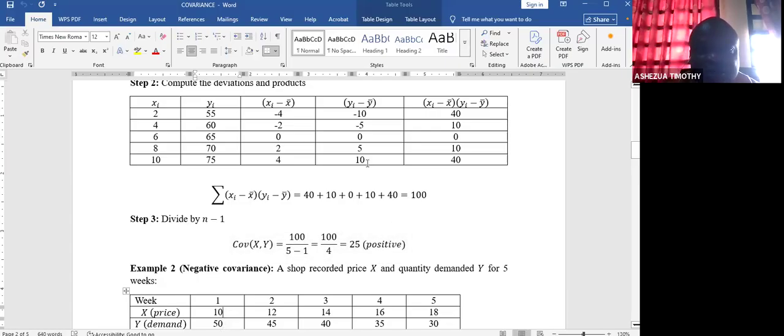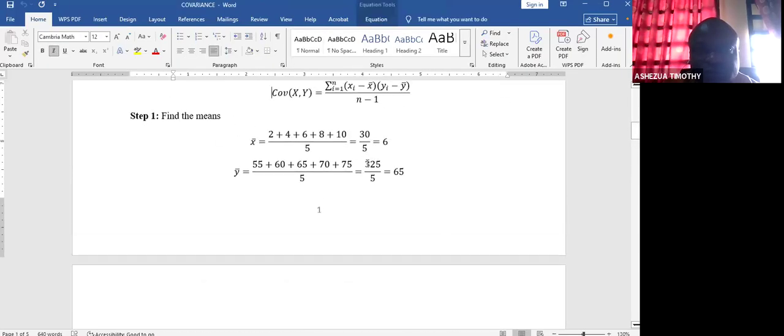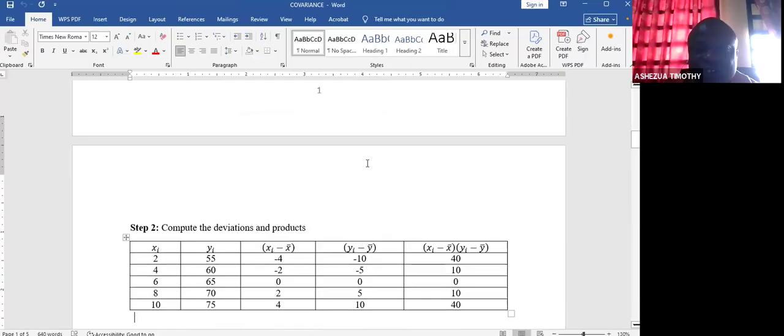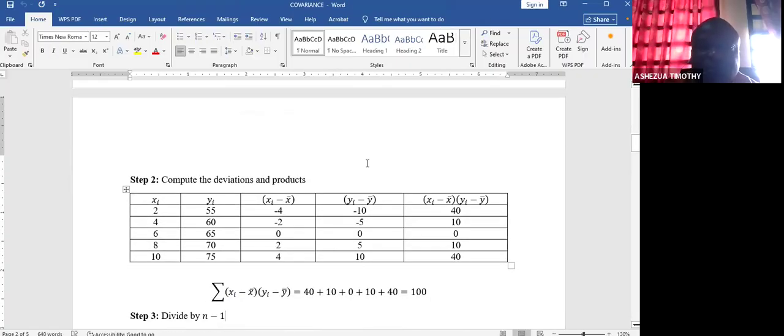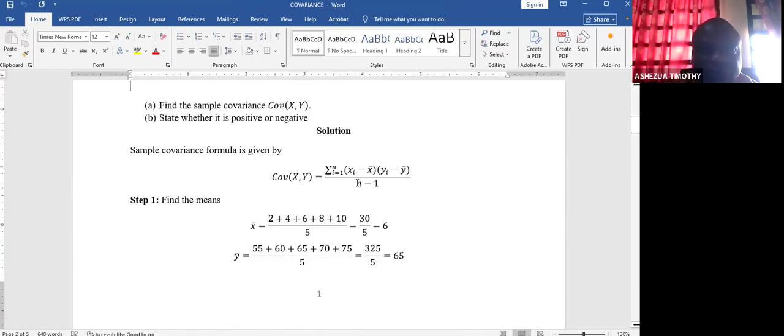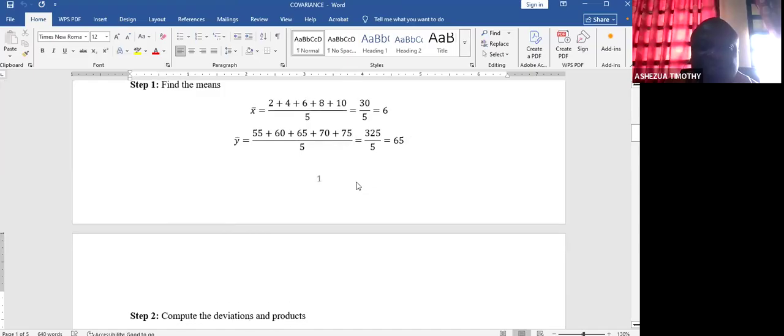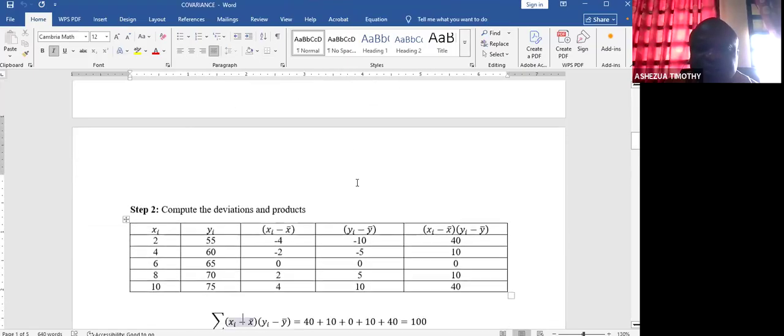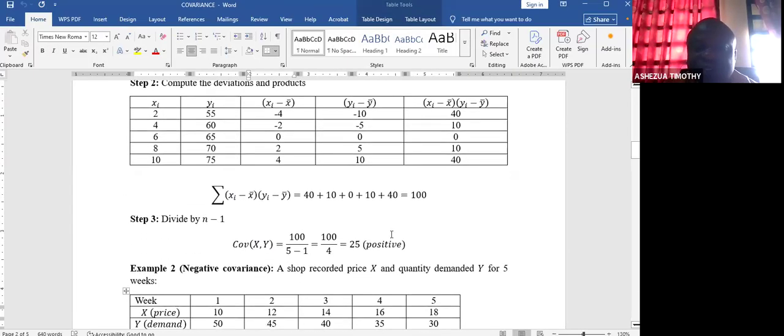So on this example, any question? If you have any question, you ask. The B part asks whether it's positive or negative. It's positive, so we'll fix positive. So ask your questions, please.